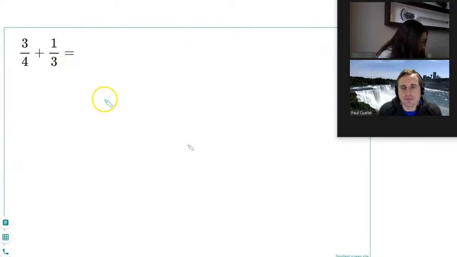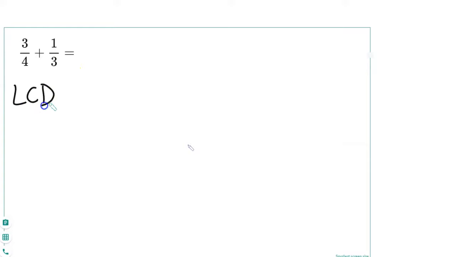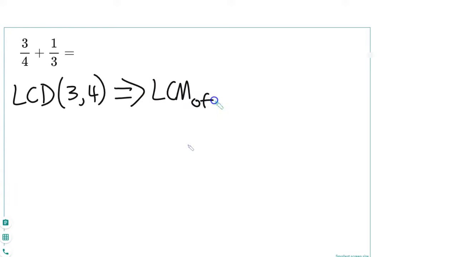All right. So let's move on. Let's try another example. So let's try 3/4 and 1/3. So first of all, we want the least common denominator between 3 and 4, right? 3 and 4, which is the same thing as saying we want the least common multiple of the denominators. Denominators in this case are just 3 and 4.